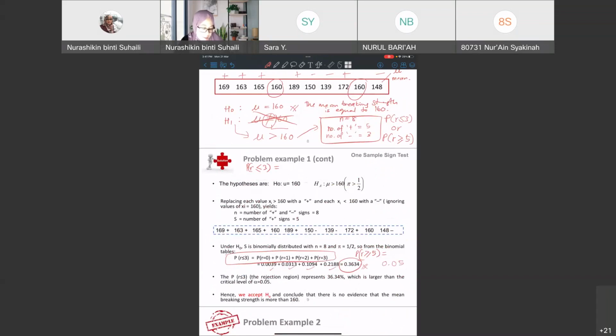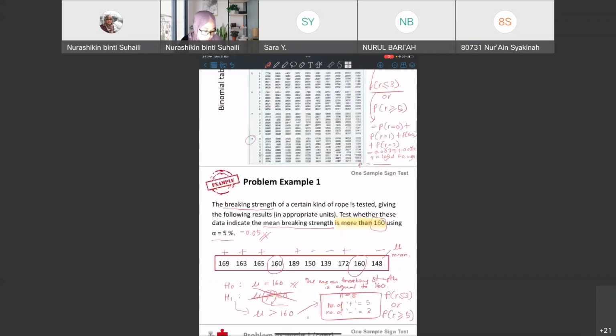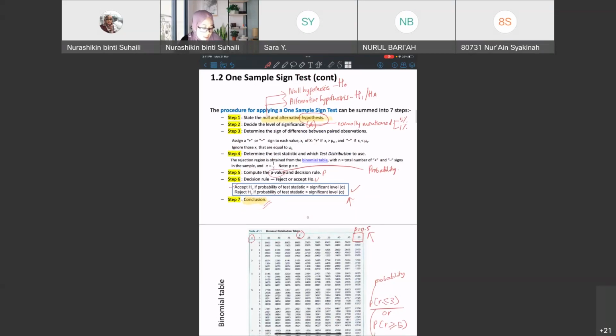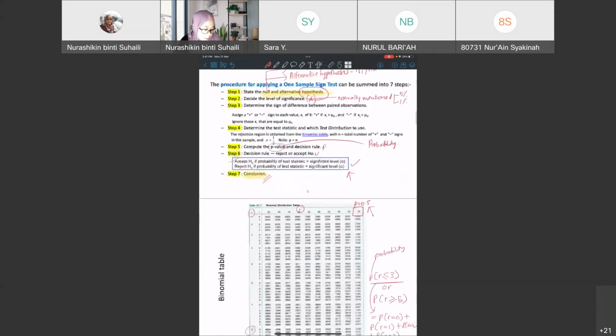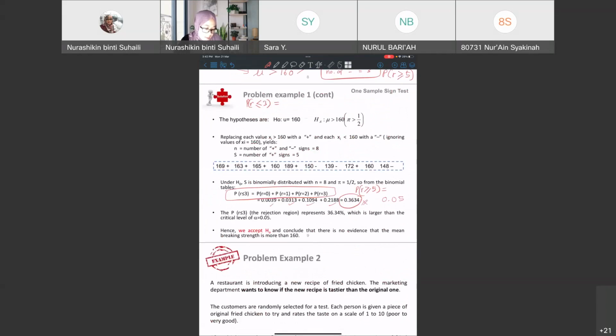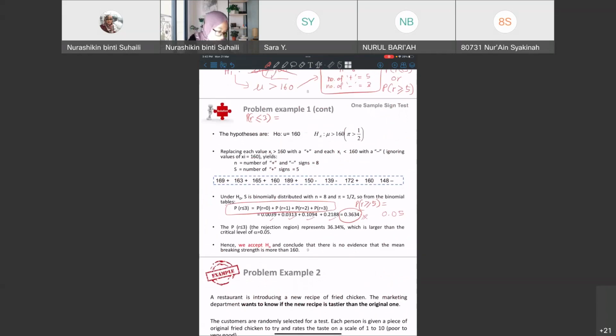Okay, 0.05. So based on the decision rule, which one? Okay, the probability is greater than the alpha, isn't it? Which is you have to accept the null hypothesis. So that is the decision that you have to make. So step number 6, it means that you have to accept the null hypothesis. Okay, this is step number 6.